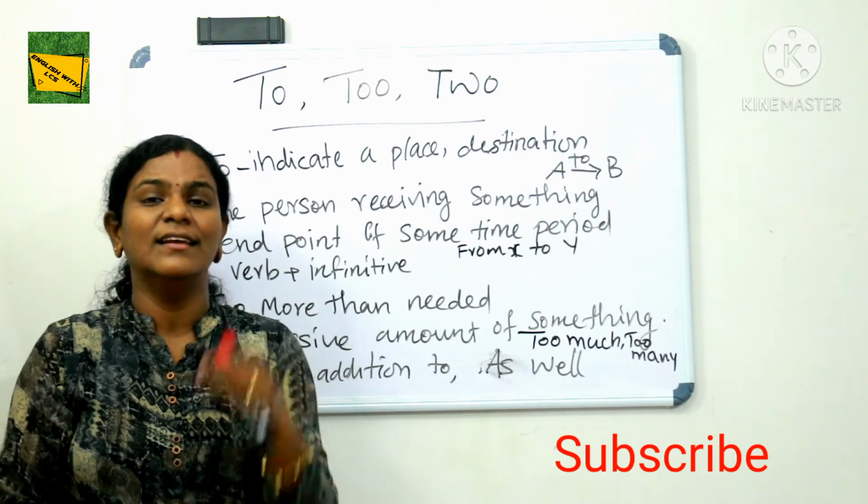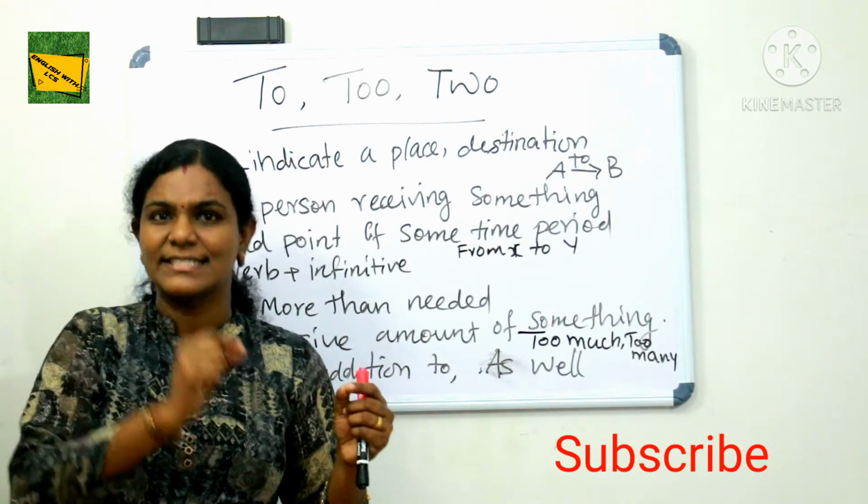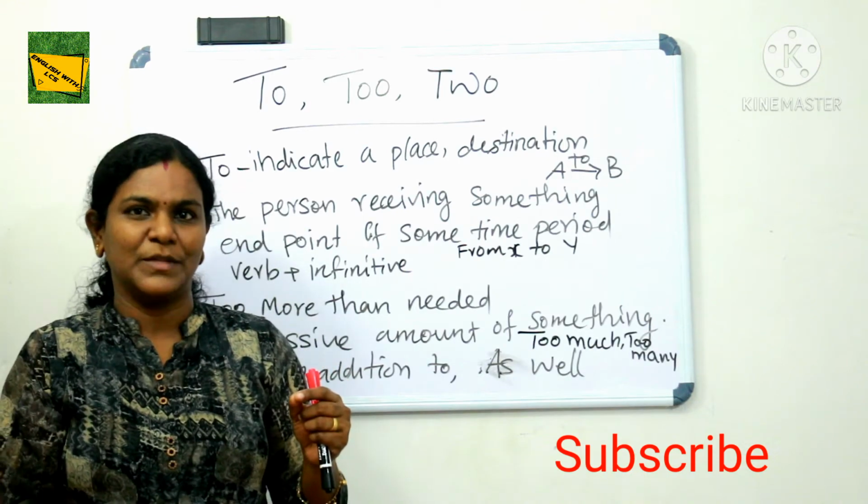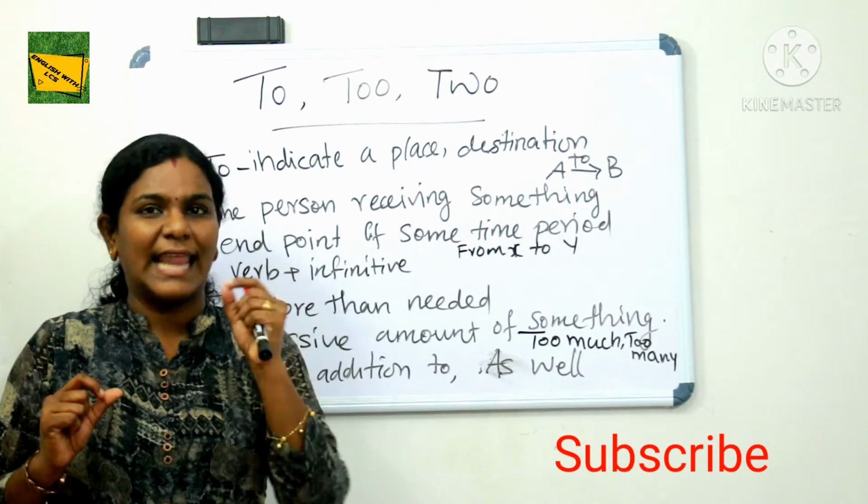So the sentence again: she likes to play football. Play is a verb, likes is a verb.